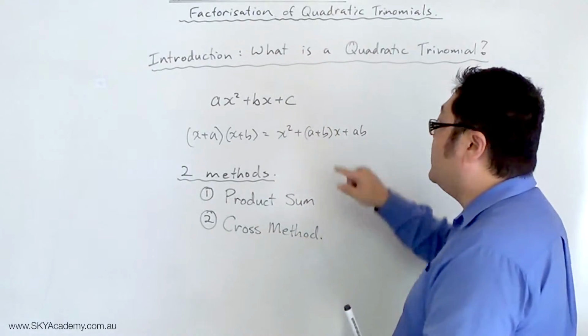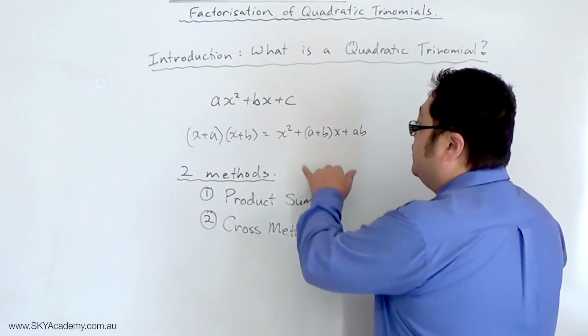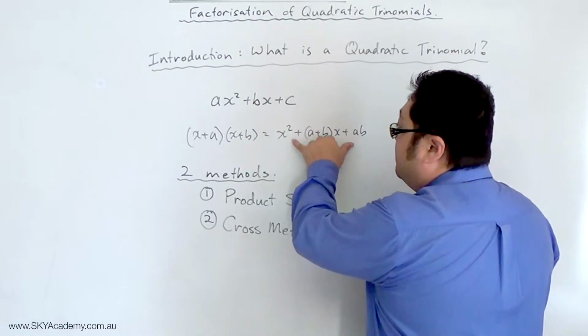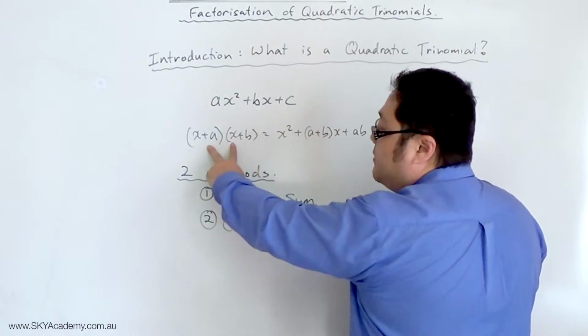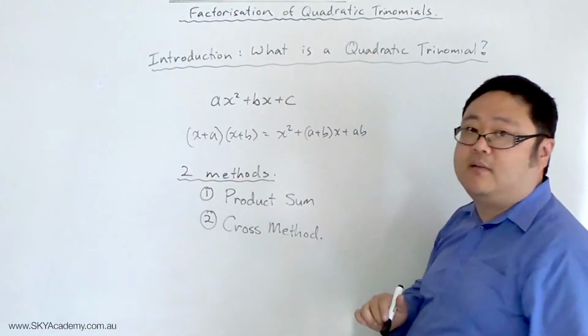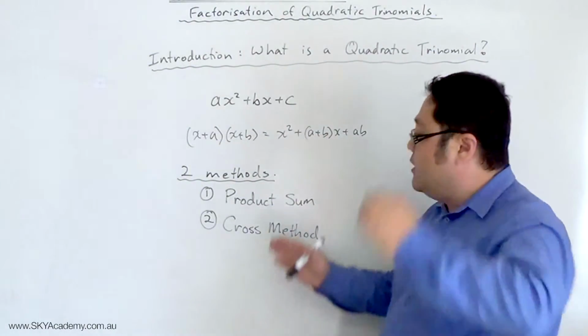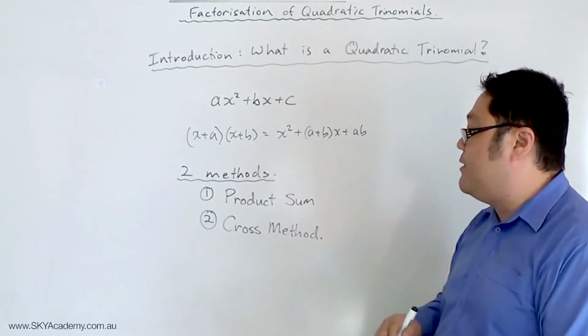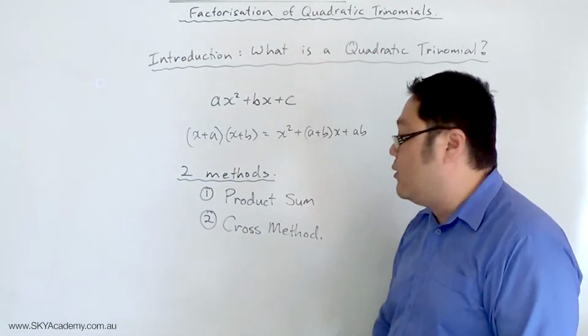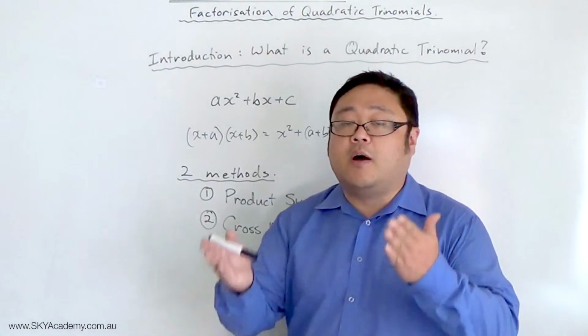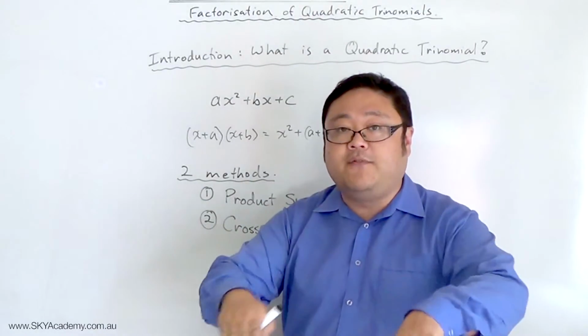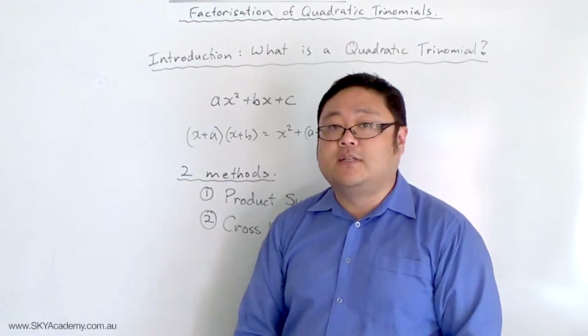Now what we're going to do is see how we can move from a trinomial into a binomial product. Okay? And there are 2 methods of doing this predominantly. The first one is called the product sum method, and the second one is called the cross method. I'm going to look at those 2 forms specifically in the next 2 episodes.